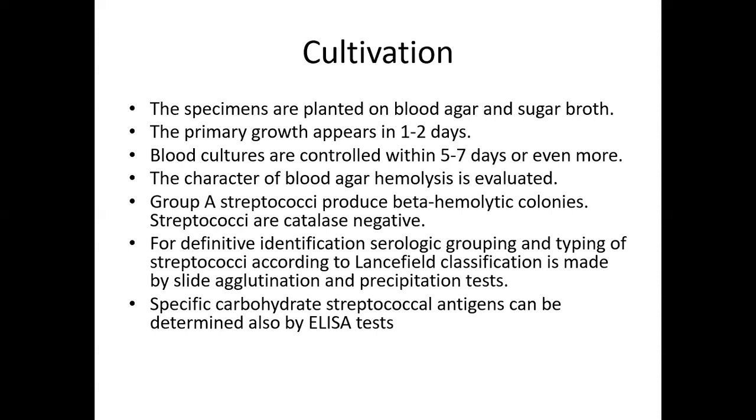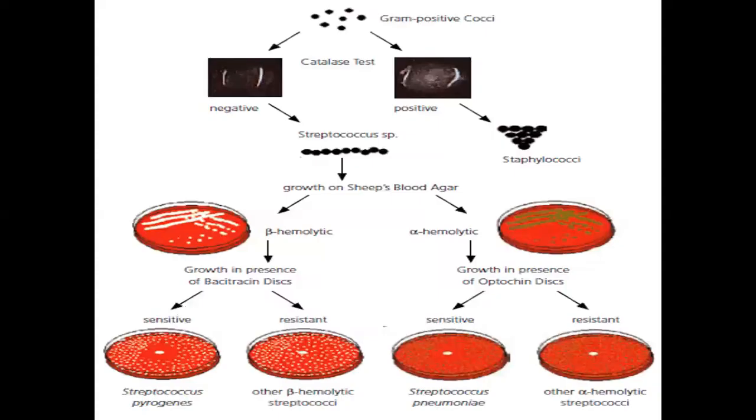Cultivation. Cultivation is also a microbiological method of diagnosis, and for cultivation it is necessary to use blood agar. If we have beta hemolytic streptococci, we think about Streptococcus group A, Streptococcus pyogenes, or group B, Streptococcus agalactiae. To differentiate Streptococcus agalactiae and Streptococcus pyogenes, you should use the PYR (pyrrolidonyl arylamidase) test. If it is positive, it is Streptococcus pyogenes. If it is negative, it's Streptococcus agalactiae.